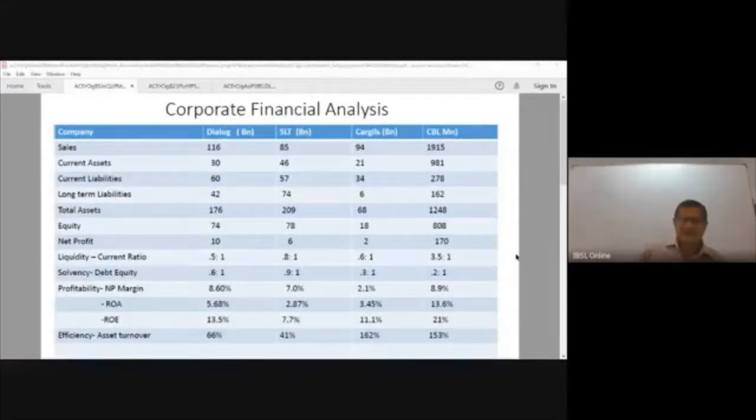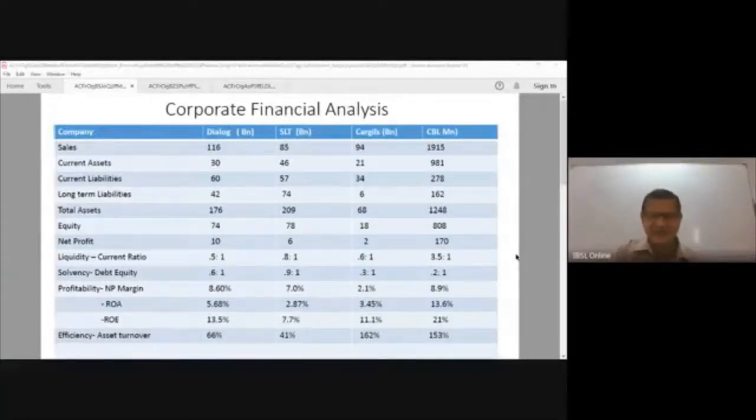Now I also mentioned that looking at the profitability, you ask how profitable is your sales and how profitable is your company. Now our first ratio is what we call net profit margin. Net profit margin is net profit divided by sales, the criteria we adopt in looking at the net profit margin percentage. So you divide 10 of Dialog's net profit by its total sale of 116 into 100 will give 8.6%.